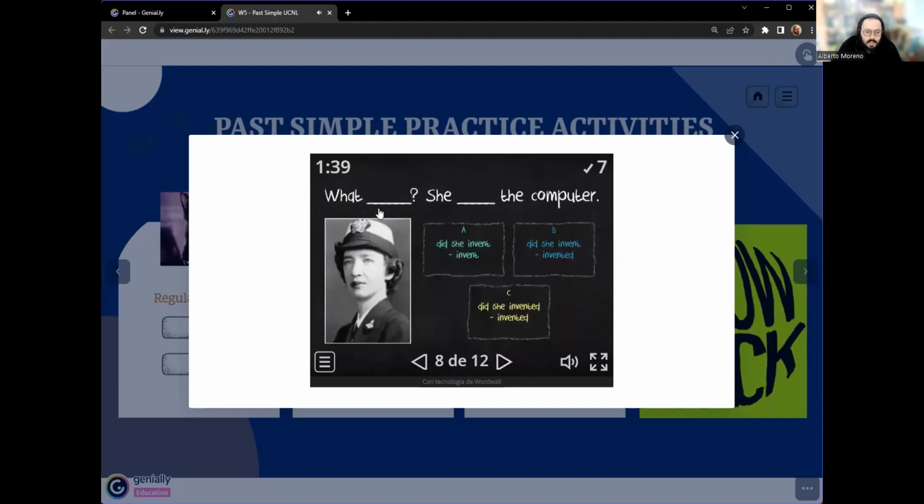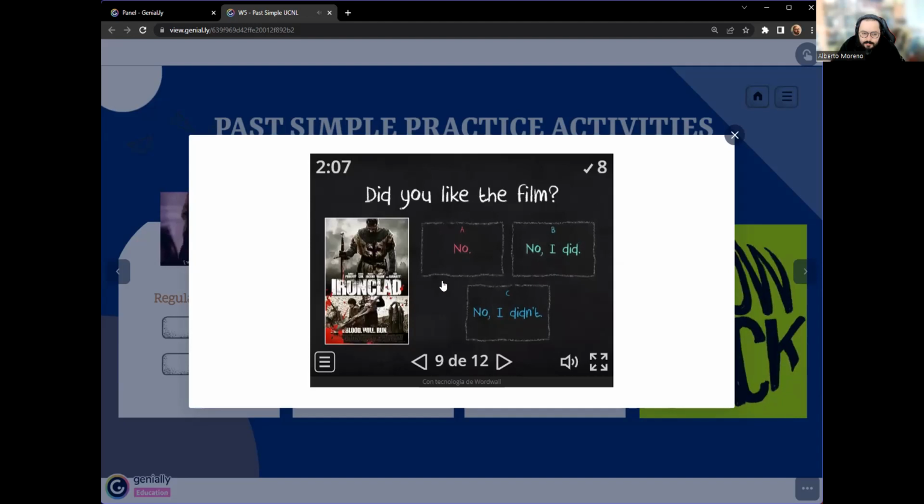Okay, very good. What did she invent? She invented the computer. A, B, C? C. Invented. That's right. Remember, if we already have did, we can't have the verb in the past.